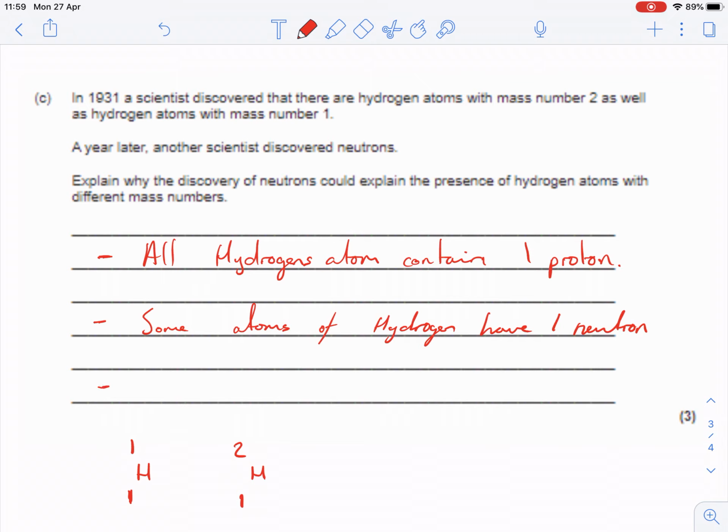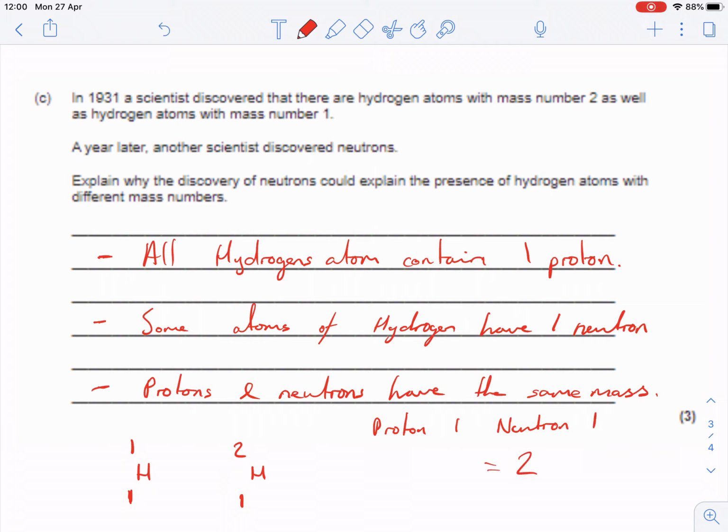And then for the final point you had to make, and you remember this from previous videos, protons and neutrons have the same mass, so proton having a mass of 1, neutron having a mass of 1 equals a 2 overall.